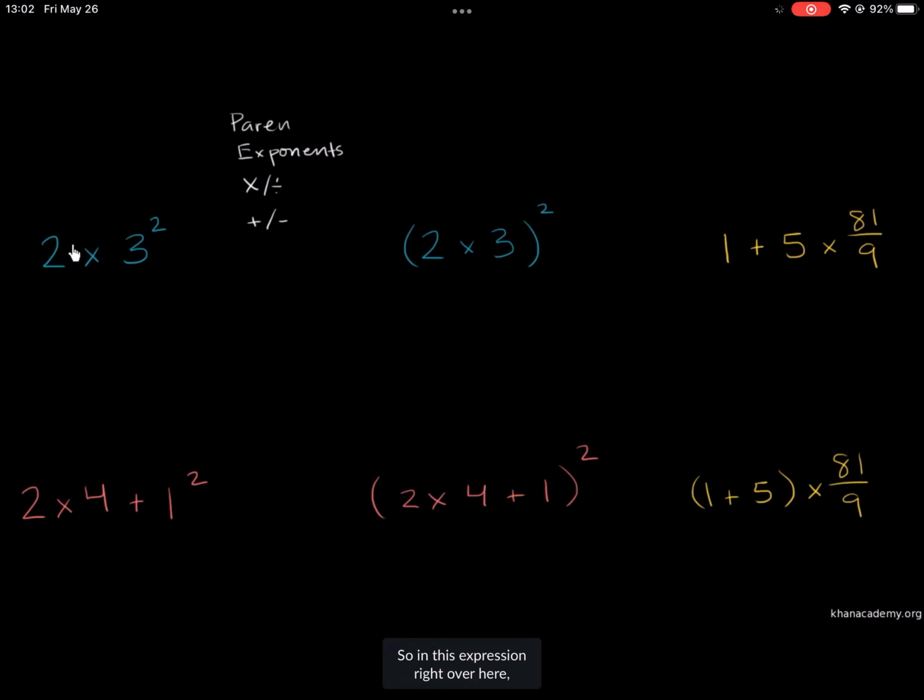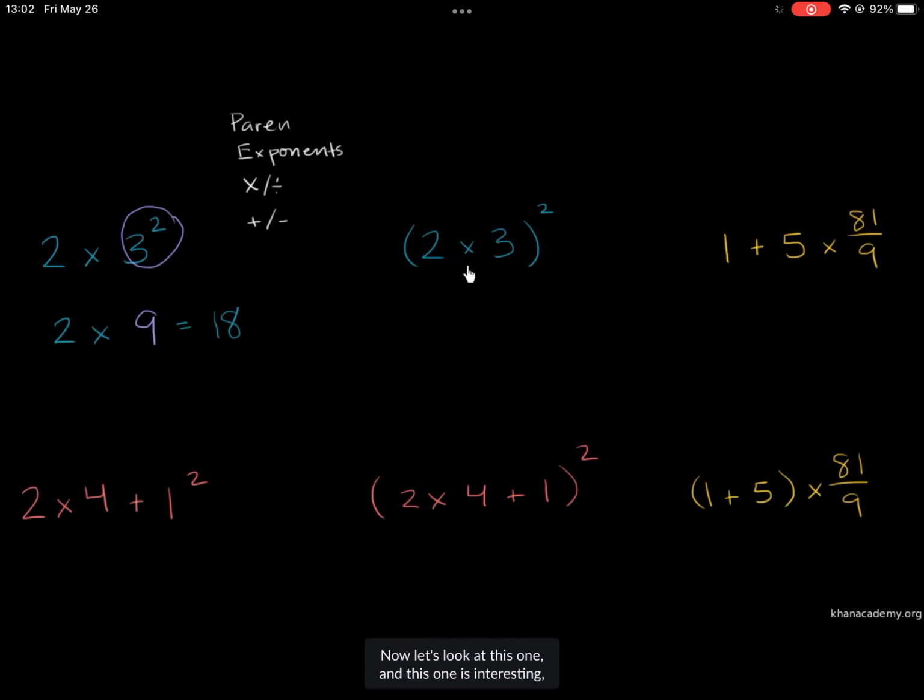So in this expression right over here, there are no parentheses, so we do the exponents first. So we calculate what 3 squared is. 3 times 3 is 9. So this becomes 2 times 9, which is equal to 18.